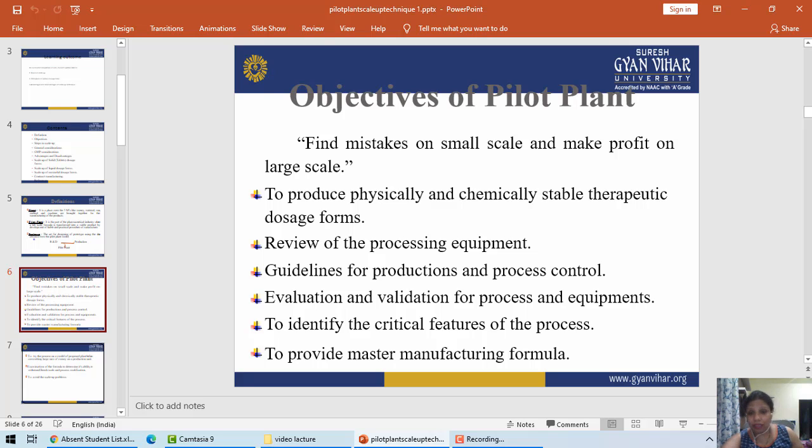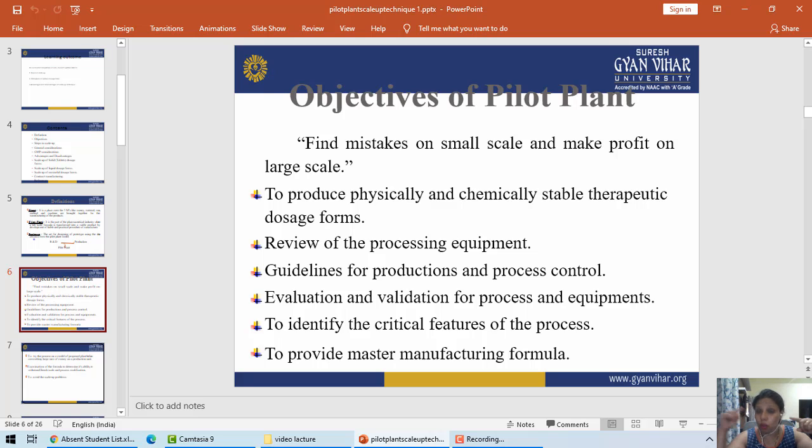So if we want to make 1000 cups of tea and follow the same ratio, what will happen? If we make 1000 cups of tea using the same formula, there may be a variation in the taste of the tea. Similarly, if we make 100 tablets using a certain formula, and the same formula is used to make 1 lakh or 10 lakh tablets, there may be some variation on the large scale.